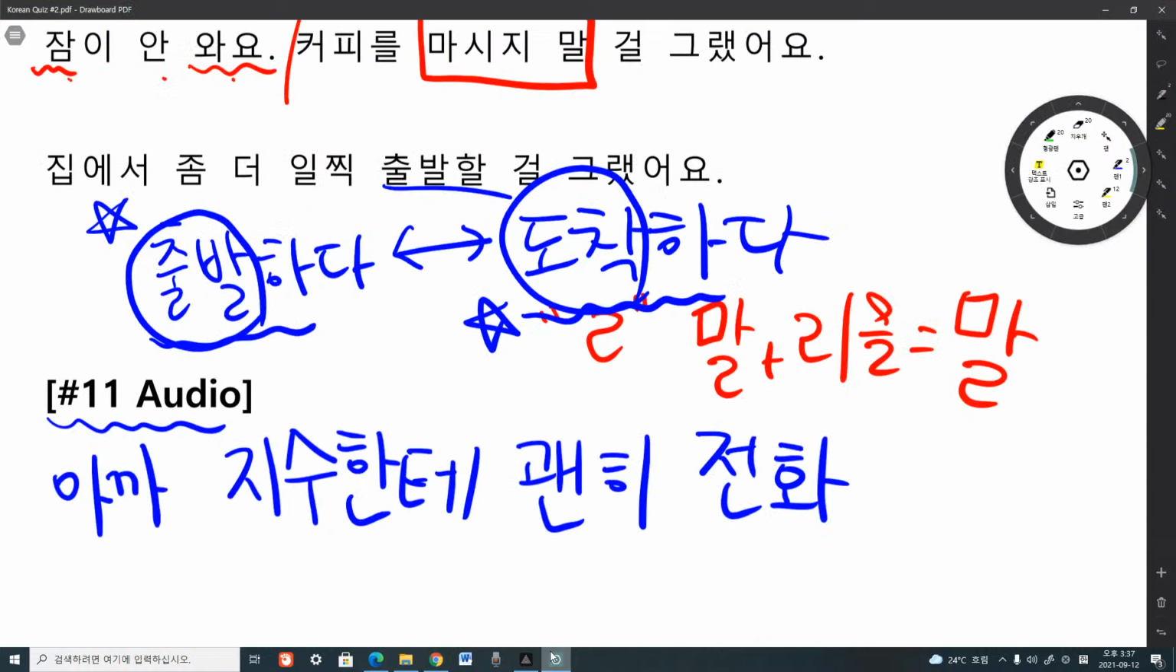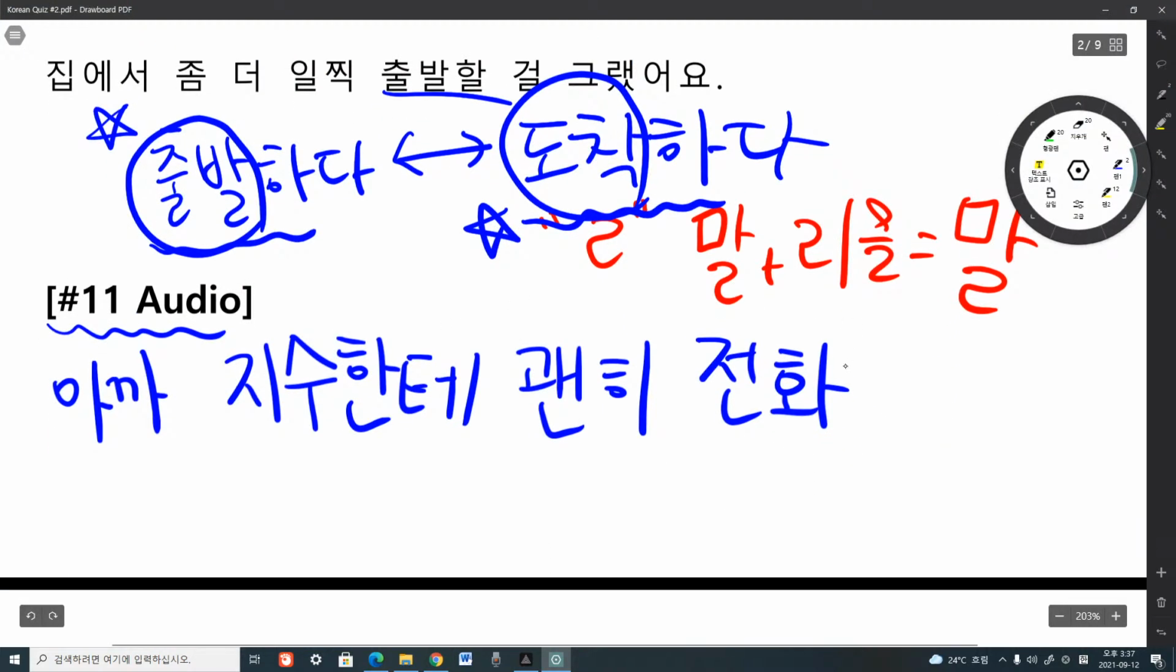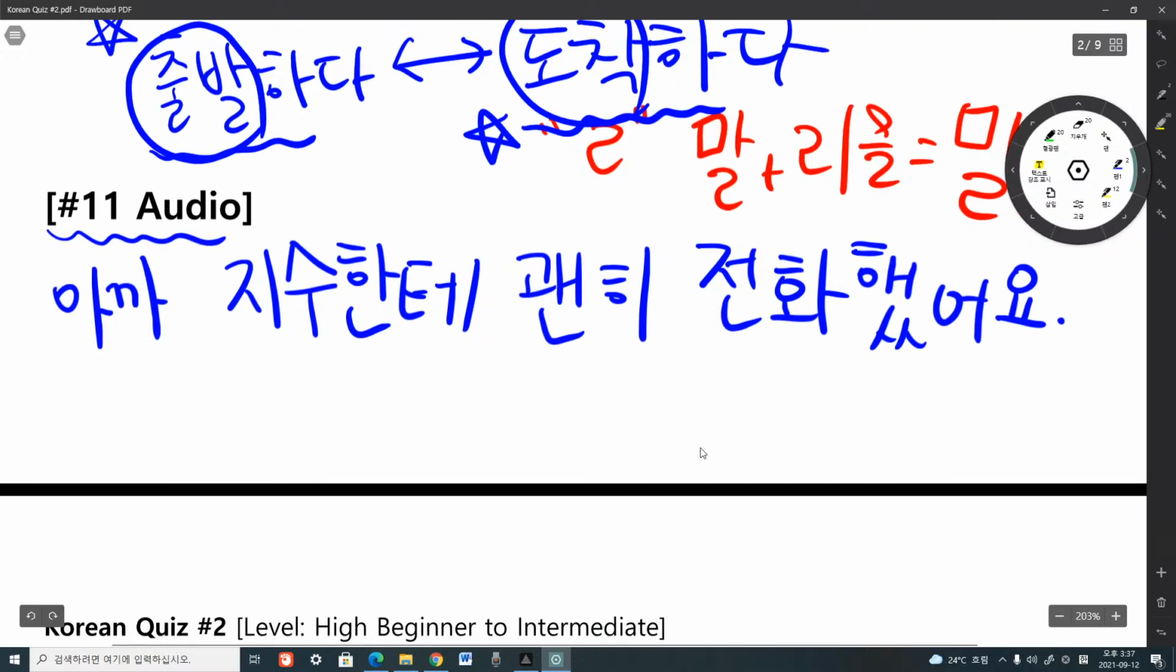아까 지수한테 괜히 전화했어요. 그냥 내일까지 기다릴 걸 그랬어요. 아까 지수한테 괜히 전화했어요. 그냥 내일까지 기다릴 걸 그랬어요.